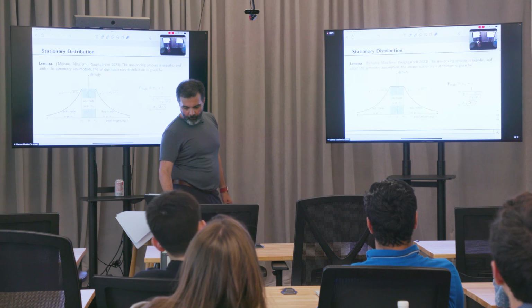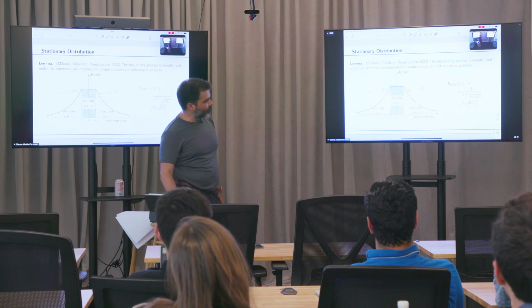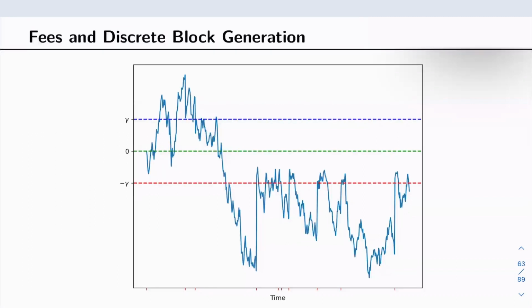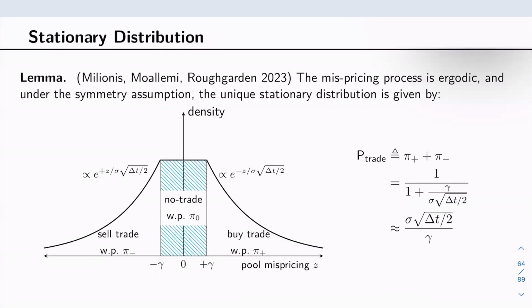Okay, so the nice thing about this is we can actually solve for everything in closed form. In particular, this mispricing process Z_t is not going to blow up. It's not going to go off to infinity. It's ergodic. It's going to have a stationary distribution. And the stationary distribution is going to look like this. In the no trade region, it's going to have a uniform distribution. And outside the no trade region, this is where arbs can profitably trade, it's going to fall off exponentially.